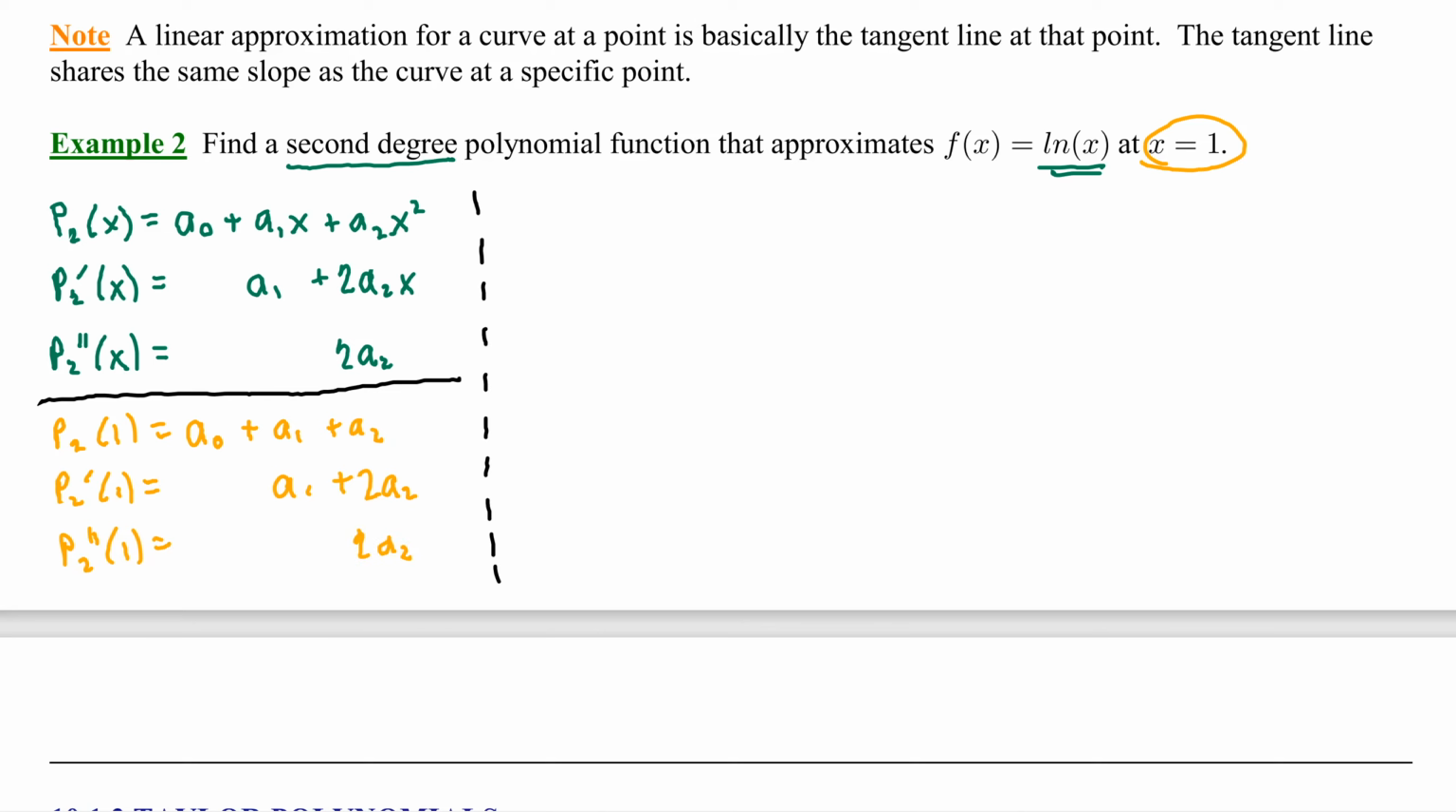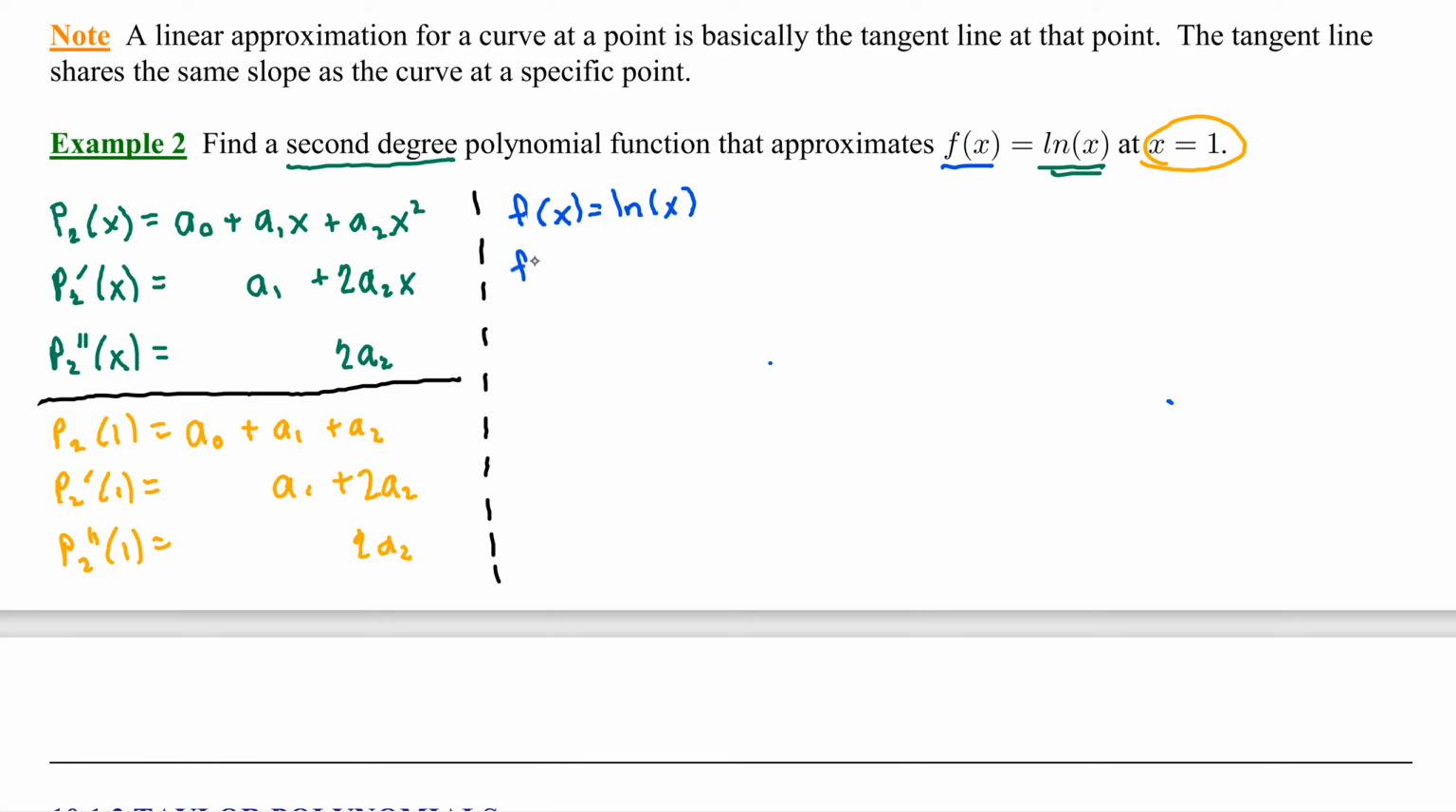Okay, let's hold that thought for a minute because we want to go ahead and establish a relationship between our approximating polynomial, which we're calling p sub 2 of x, and our elementary function, which we're calling f of x. So our function f of x is natural log of x.